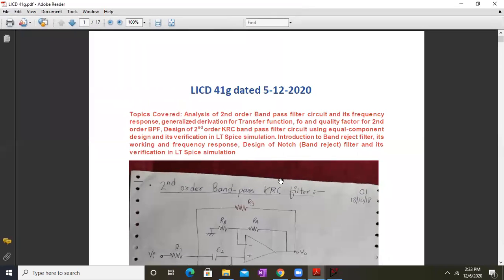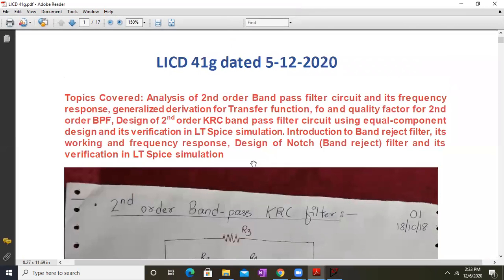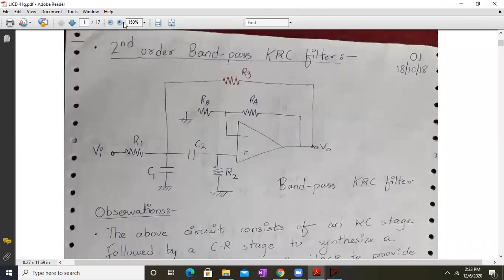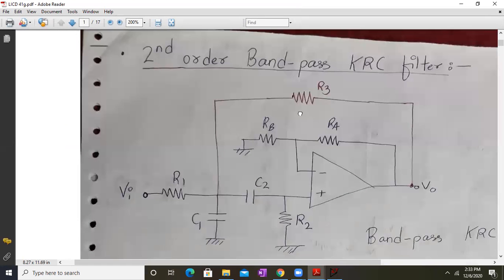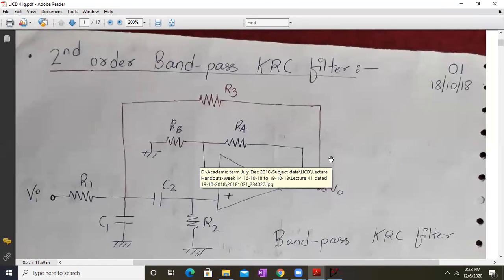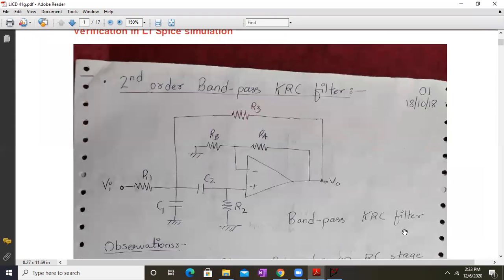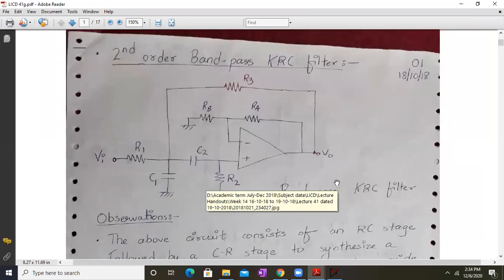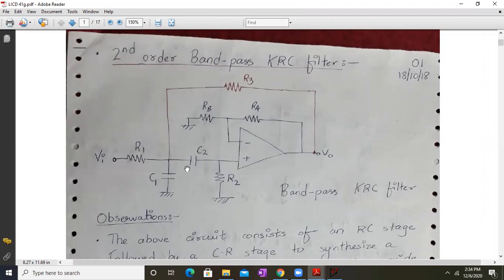So let me put this in full screen mode. Okay, so this is my second order bandpass filter. The circuit is more or less similar. The only thing is that the RC components are inversely placed over here. So it's basically a combination of a low pass and a high pass response.